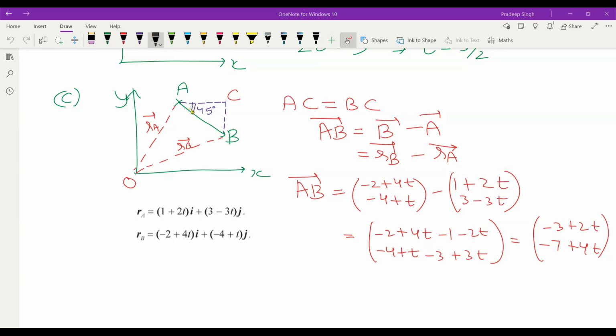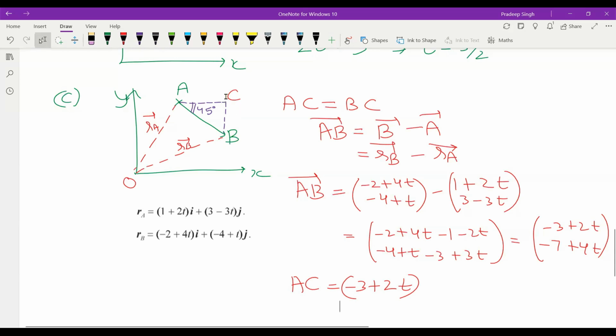Now we'll take the help of the angle 45 degrees. Since whenever we have an angle of 45 degrees, the x and y components are supposed to be equal, AC and BC are equal. So let's write that down. AC represents the x component of AB. AC is towards the positive x-axis, so we will write AC as it is, minus 3 plus 2t. But the important point to note here is the y component, which we have found as minus 7 plus 4t.